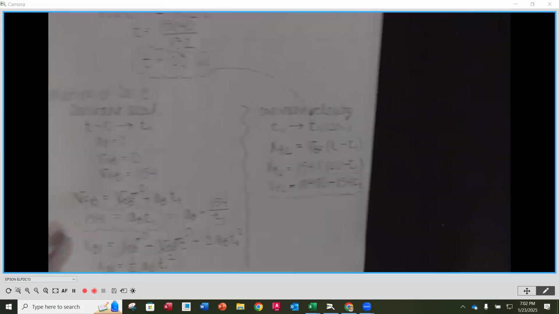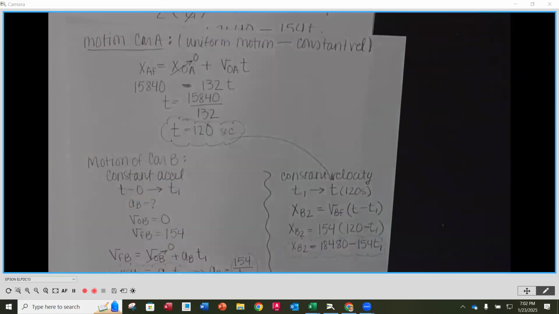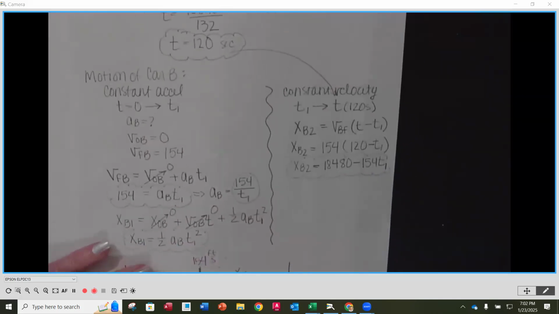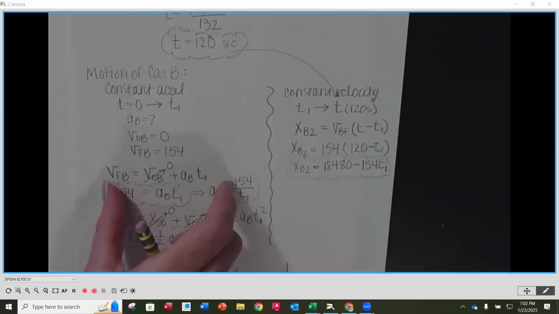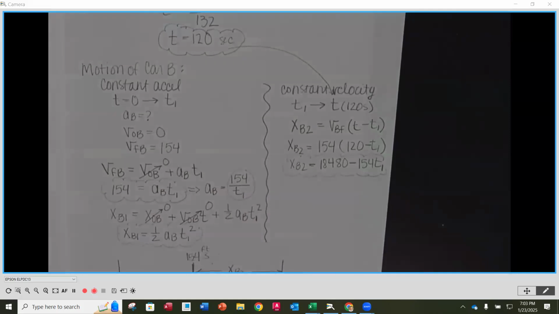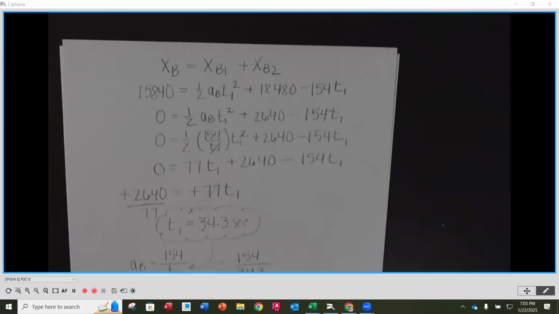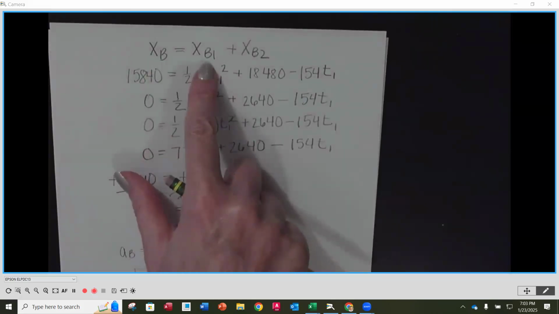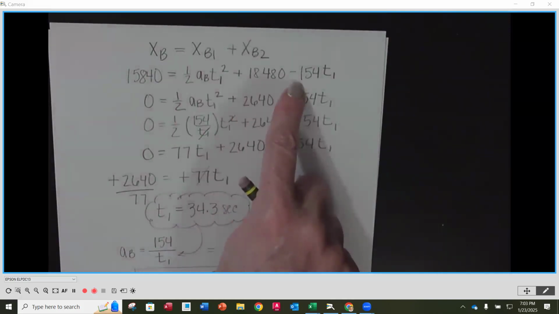Then what happened was we looked at the motion of car A and we solved for the overall time to get to the 3-mile mark. Then we looked at the motion of car B and split it into its first section where it had constant acceleration and its second section when it had constant velocity. Then we took the distances for the overall distance of 3 miles. And then we added the 2, the XB1 and the XB2, giving their equivalent equations.